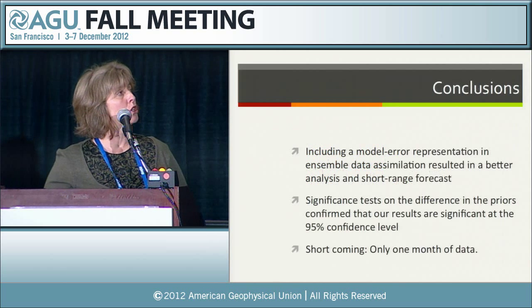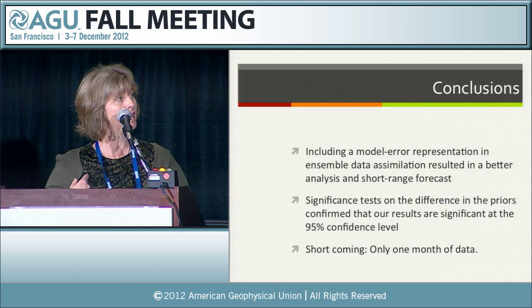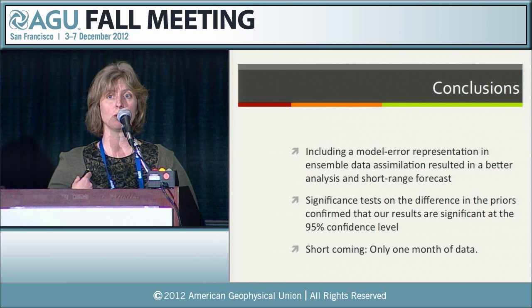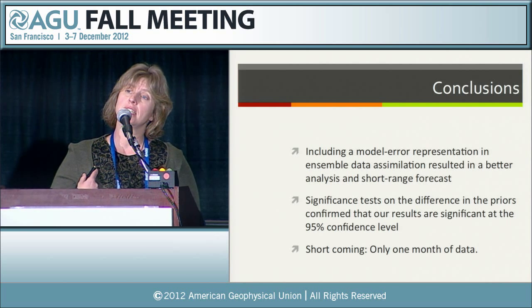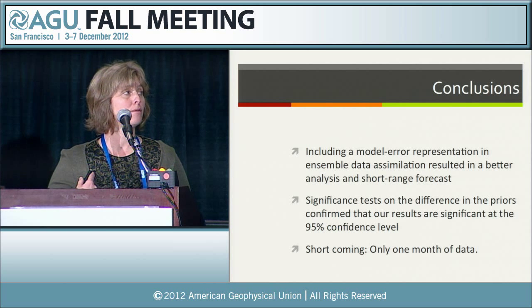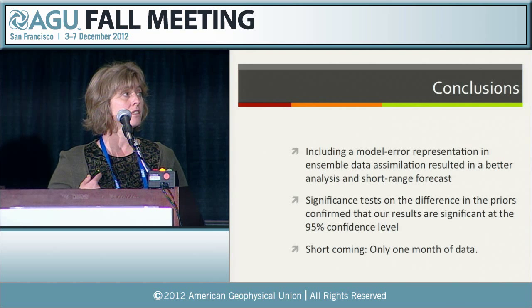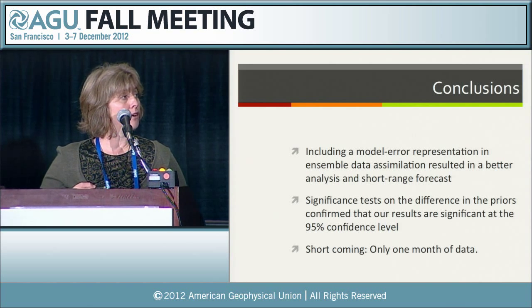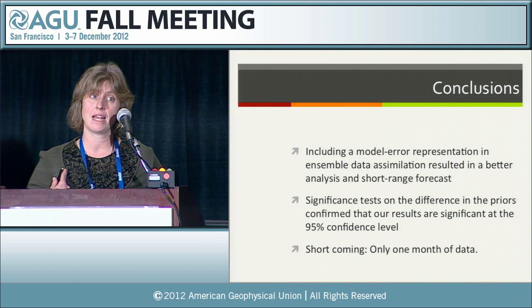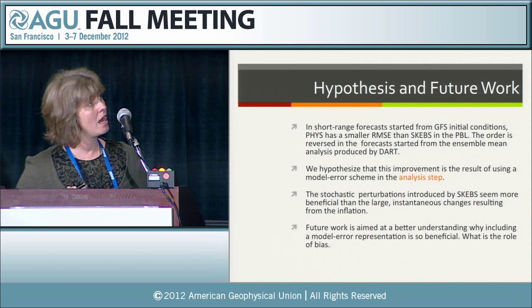I'm coming to my conclusions. Including a model error representation in the ensemble data assimilation resulted in a better analysis and short-range forecast. We've conducted significance tests, not on all metrics, but we've done it on priors, and we see that these differences are significant at the 95% confidence level. However, we only looked at 1 month of data in summer 2008, which is limiting. Future work.